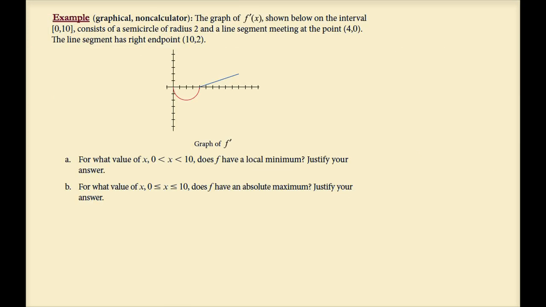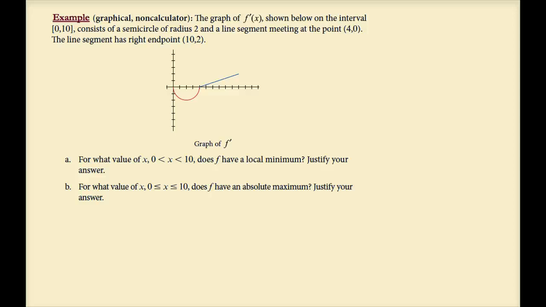Here's a graphical example, also non-calculator. The graph of f prime of x shown below on the interval 0, 10 consists of a semicircle of radius 2 and a line segment meeting at the point 4, 0. The line segment has right endpoint 10, 2. Letter A. For what value of x, 0 less than x less than 10, does f have a local minimum?